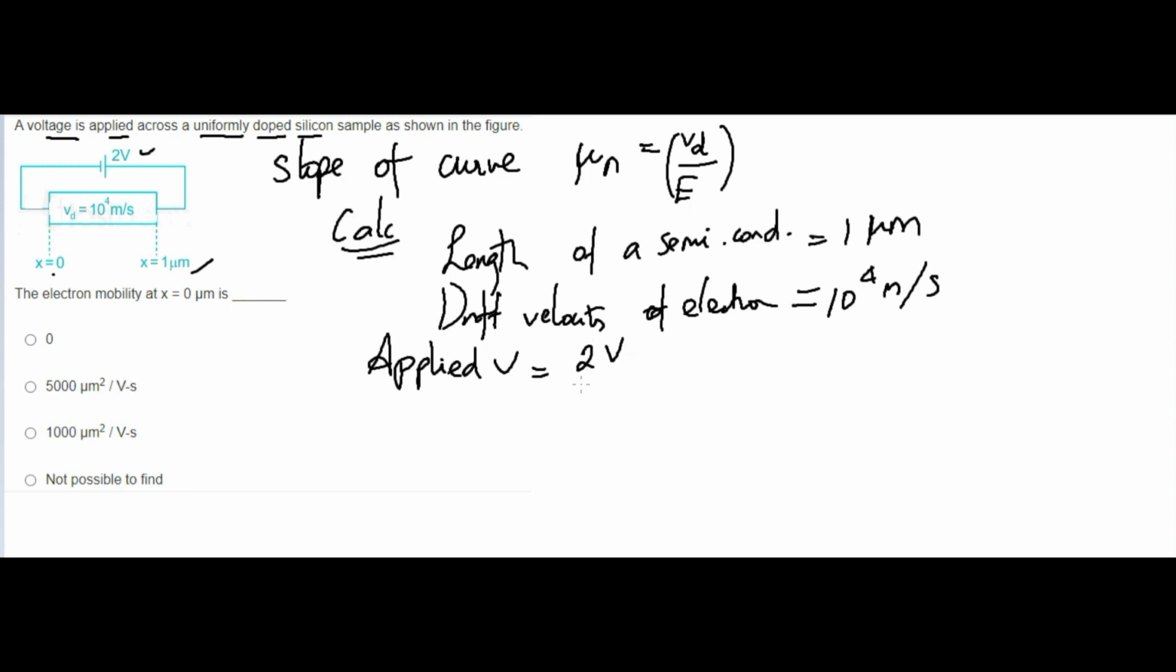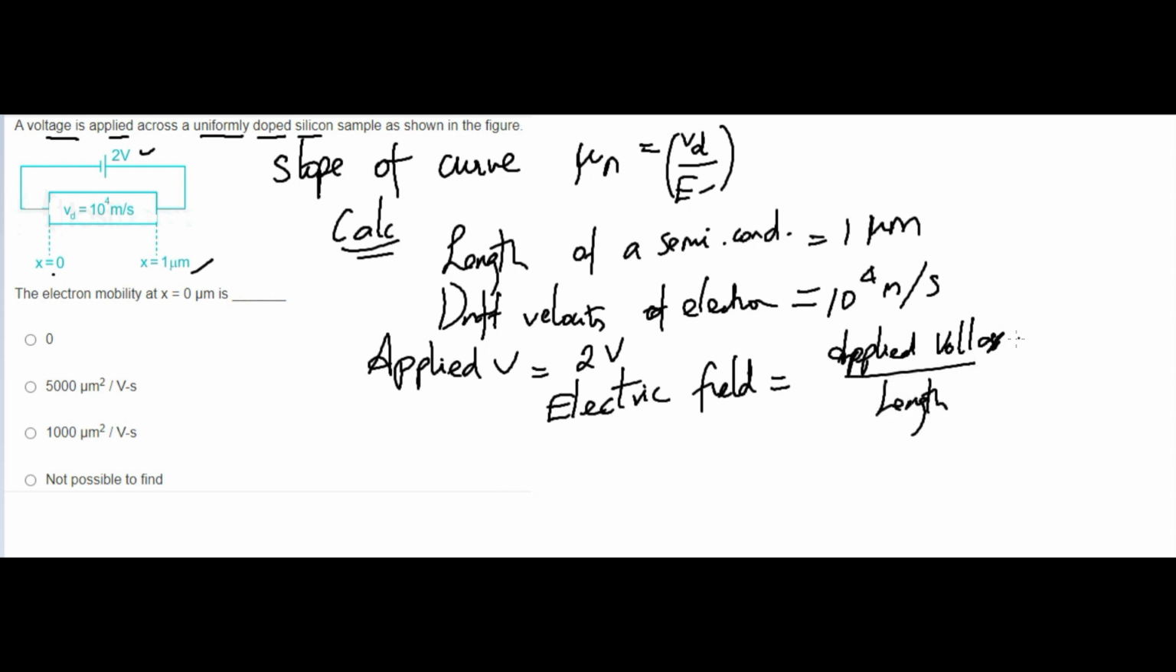Is it right? So now we have to find the electric field because this E is available. So that's why you have to find the electric field. The formula for the electric field is based on the applied voltage and the length. Applied voltage, what's the voltage? You know that 2 volts. What is the length? 1 mu m, so I can write 1 mu m.